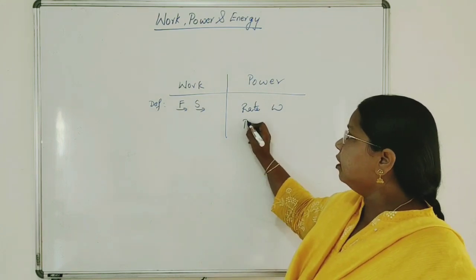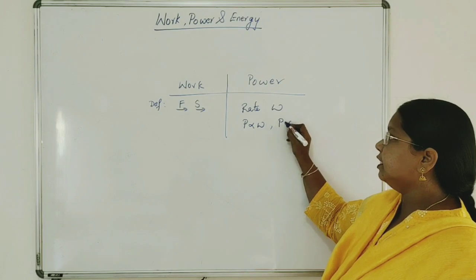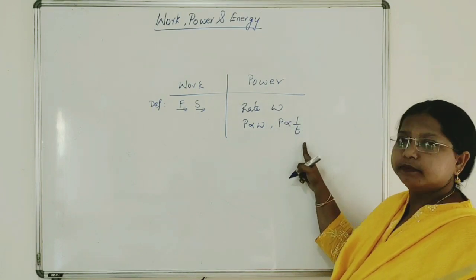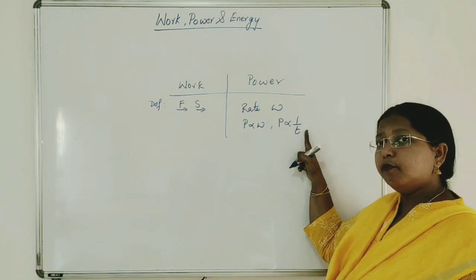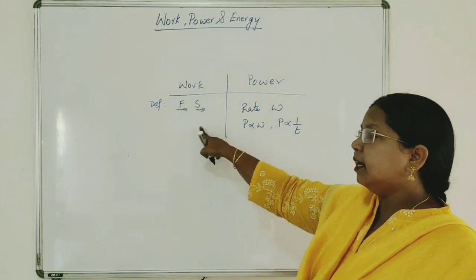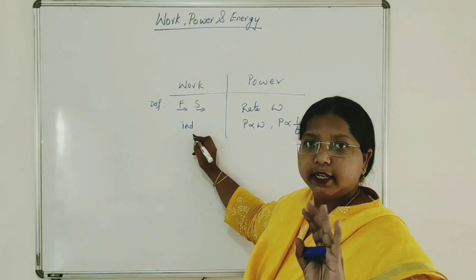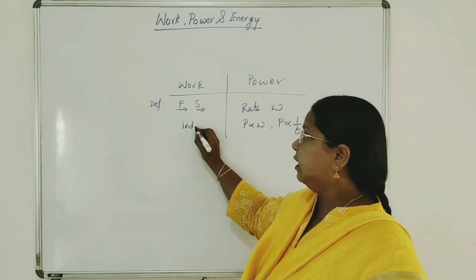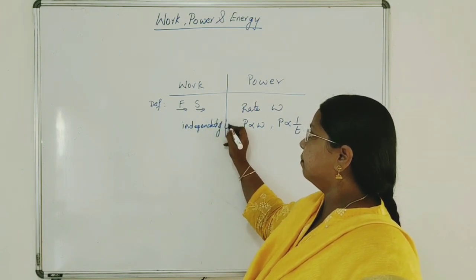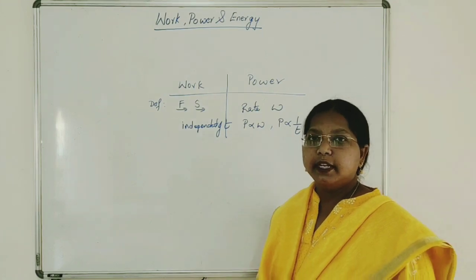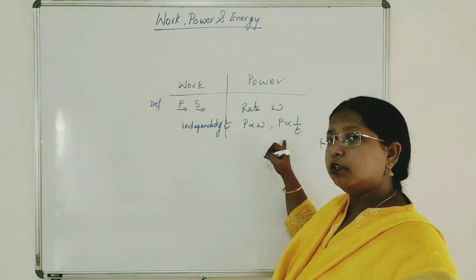Next, power is directly proportional to W and power is inversely proportional to time. Lesser the time, more will be the power. But here work is independent of time. It does not depend on time. And power is inversely proportional to time.